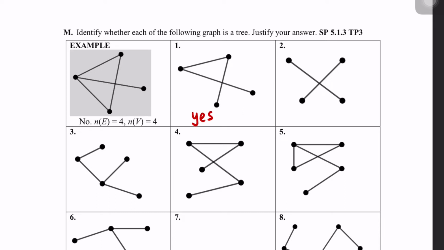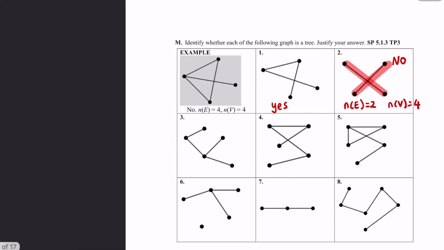Okay, next. Number 2. Okay, number 2. Is this a tree? Okay. No, this is not a tree. Okay, because kita ada number of edges is 2. Number of edges kita ada 2. 1, 2. Okay. Tapi kita ada number of vertices kita ada 4.